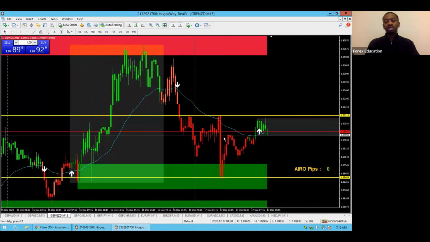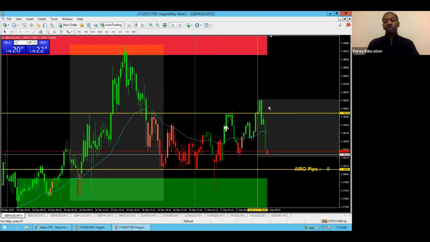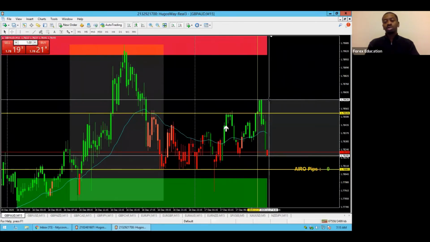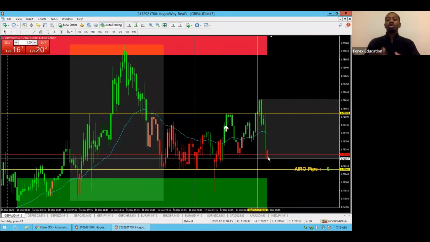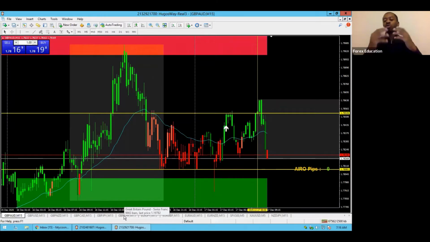GBP NZD. It's falling. GBP AUD. Look at that. Falling. If you were in GBP AUD and you took that trade, you were stopped out at 40 pips. Again, this is why I talk about correlation. Do not take every trade. Correlation is the main reason why I selected these main 6 pairs, not only because of their ADR, but also because of correlation.